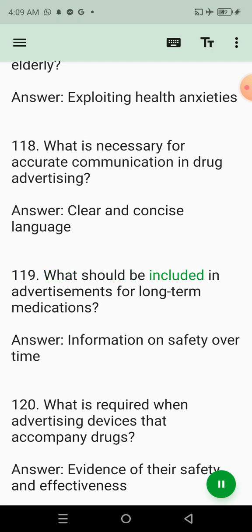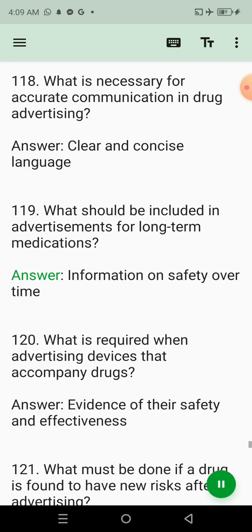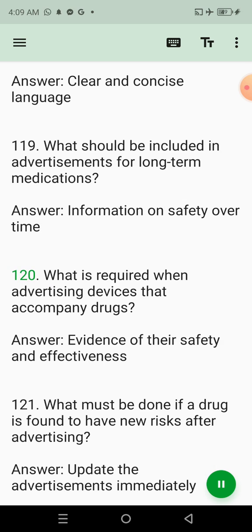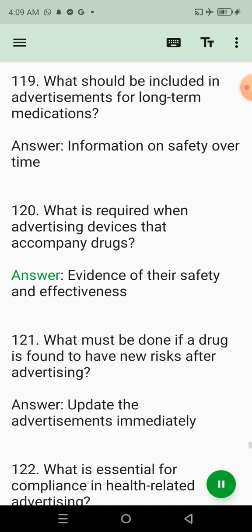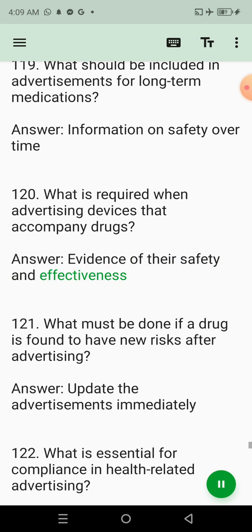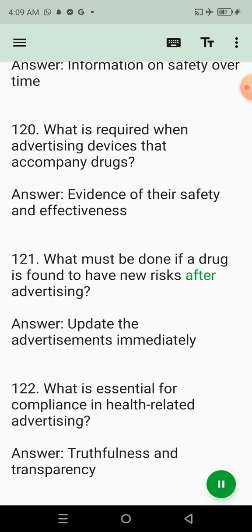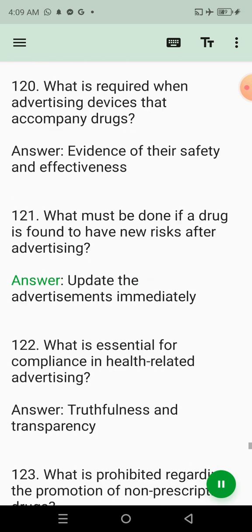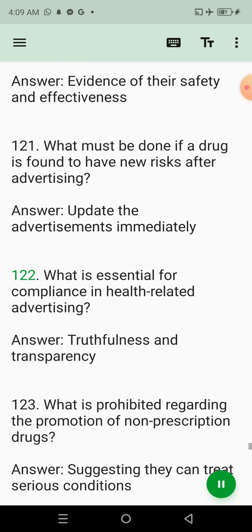119. What should be included in advertisements for long-term medications? Answer: information on safety over time. 120. What is required when advertising devices that accompany drugs? Answer: evidence of their safety and effectiveness. 121. What must be done if a drug is found to have new risks after advertising? Answer: update the advertisements immediately.